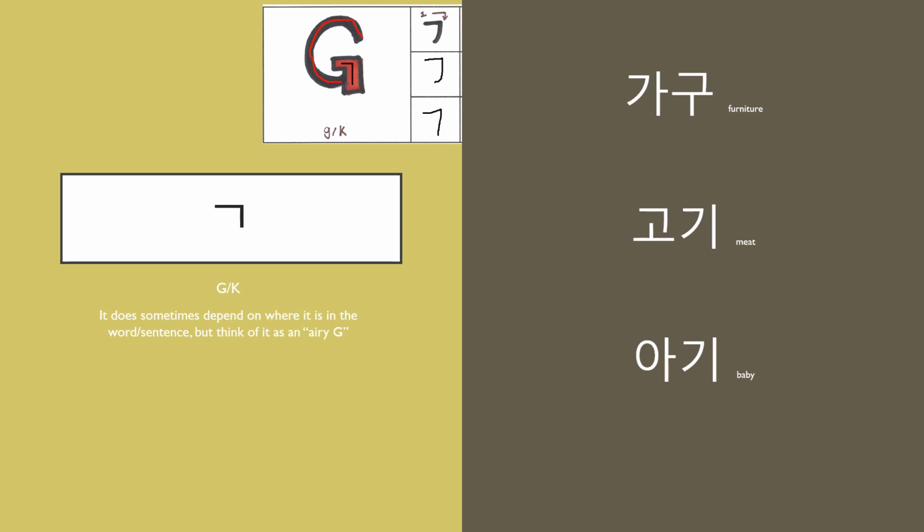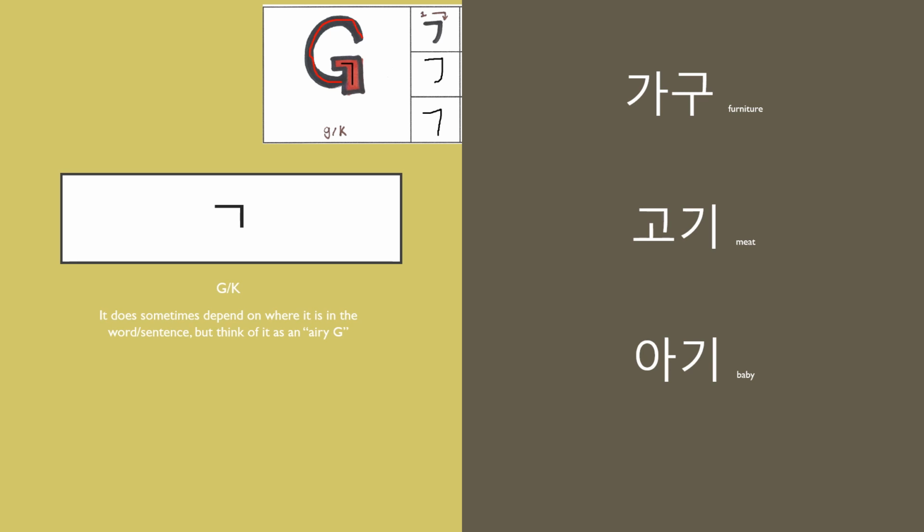So try to keep that in the back of your mind as you're working through the next exercise. You will notice that it does vary a little bit depending on where it is in the word, but don't worry too much about that. I think that will come with time and practice. So on the right hand side, there are 3 Korean words. I would like you to pause the video, write the words down, and try saying it out loud, and then return to the video to see if you've gotten it right.